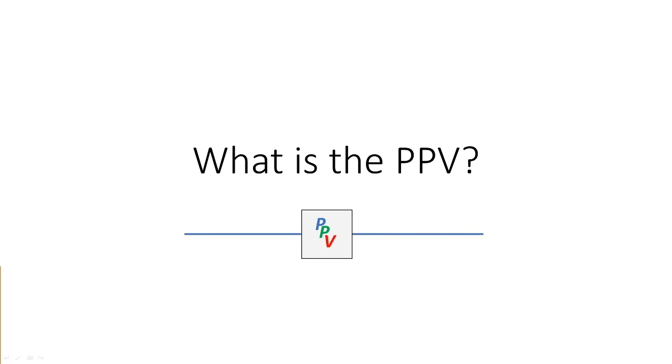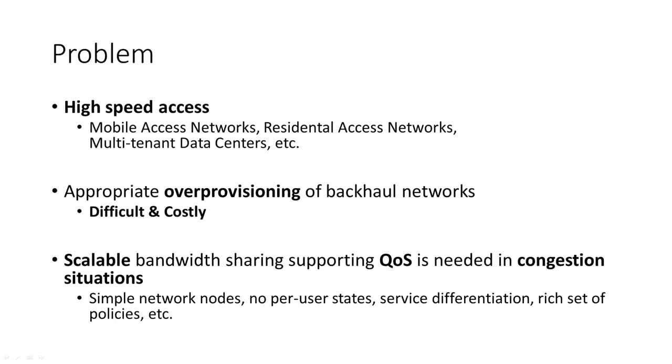A traffic aggregate could be a simple TCP or UDP flow, the total traffic of a subscriber, or the packets generated by an application or an application group.